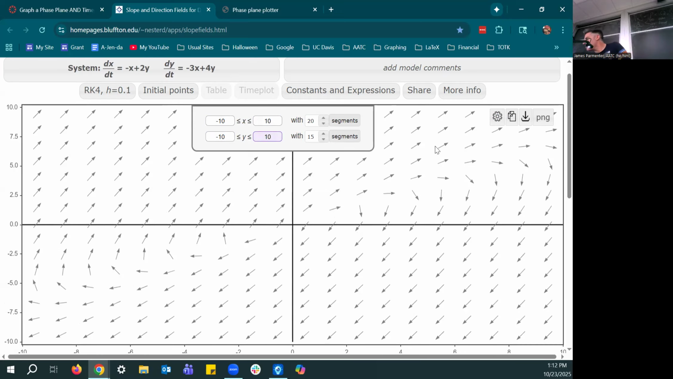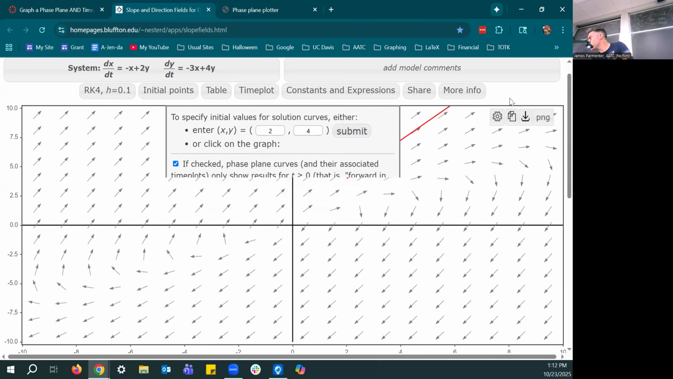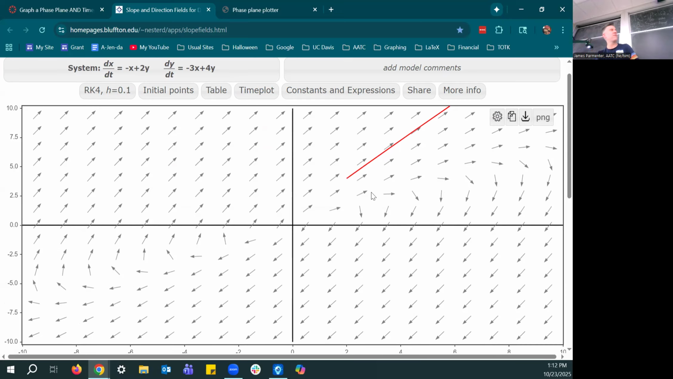Hopefully, okay. So if we start at the same initial condition, you can even do that there. If I start at, say, 2 comma 4, it has the same sort of thing. This one feels like it's a little stretched widthwise, but okay.